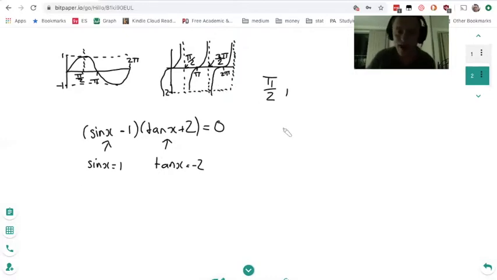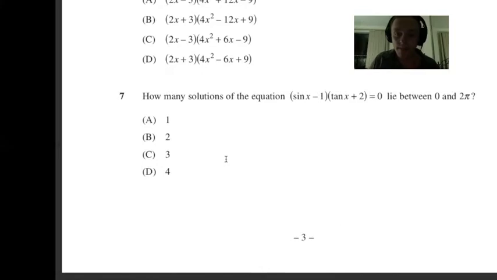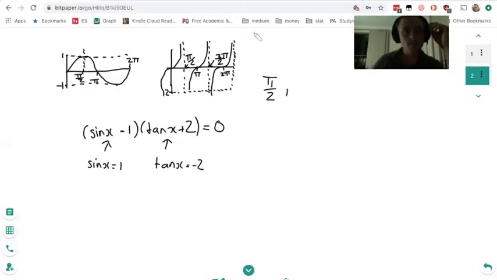Let's just ask what they're actually asking us here. How many solutions of the equation lie between 0 and 2 pi? So one of the solutions is pi on 2. But is it really?